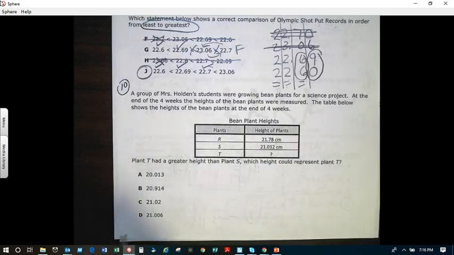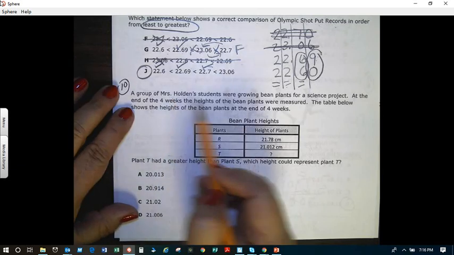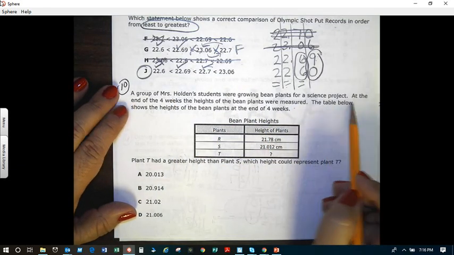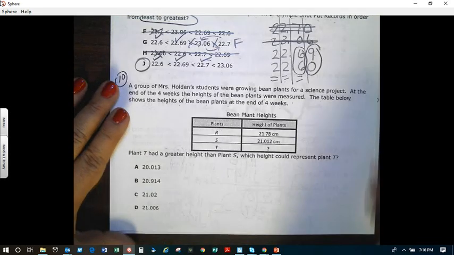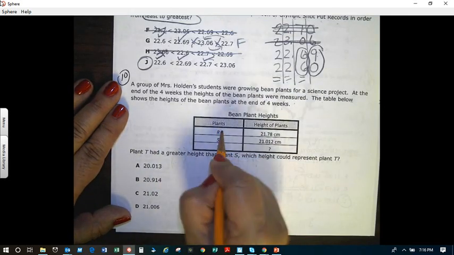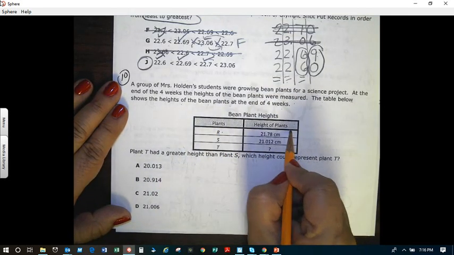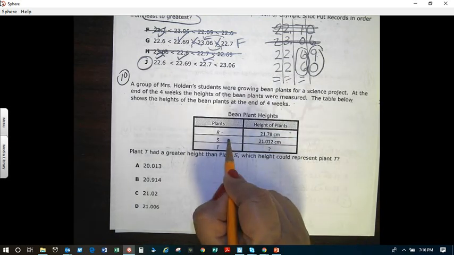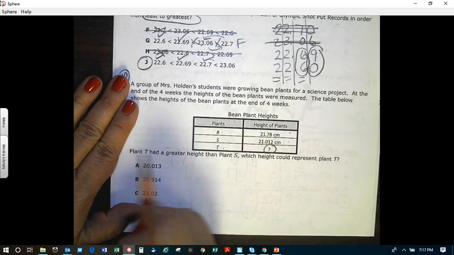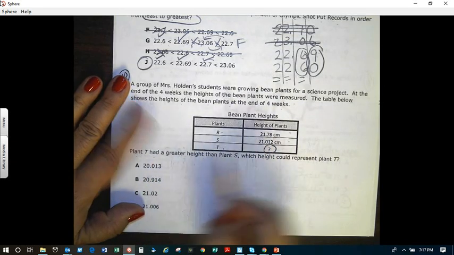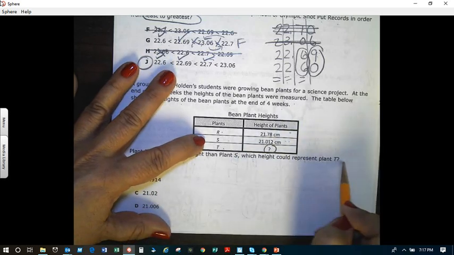And number 10, a group of Mrs. Holden's students were growing bean plants for a science project. At the end of 4 weeks, the heights of the bean plants were measured. The table below shows the heights of the bean plants at the end of 4 weeks. And I think y'all did that in 3rd grade, and y'all did that in kindergarten too. So we're looking at this one here. Plant R, this is how tall it grew. Plant S, this is how tall it grew. Plant T, this is what we need to know. Plant T had a greater height than plant S. So which height could represent plant T?